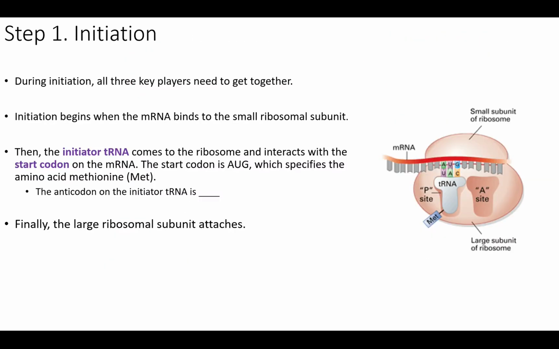Okay, so let's now kind of step back and break translation down into 3 big steps. The first step is initiation, because we're going to initiate the process of translation. So essentially, what has to happen here is all of our key players need to get together, right? We can't start unless everybody's present. So what's actually going to happen is we're going to have our small ribosomal subunit, and it is going to bind to the messenger RNA.